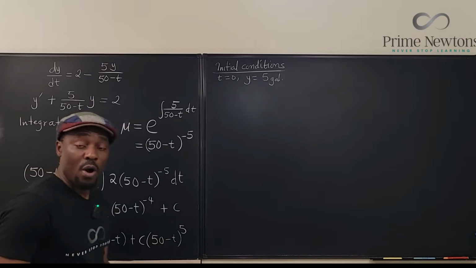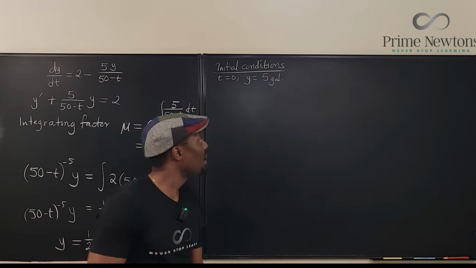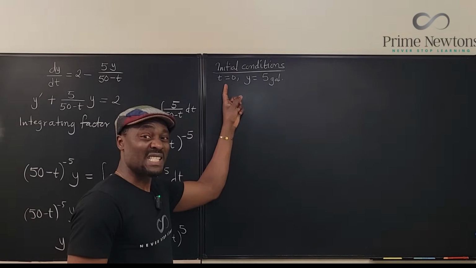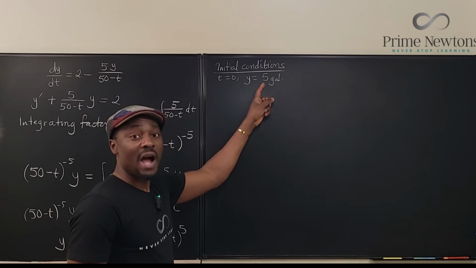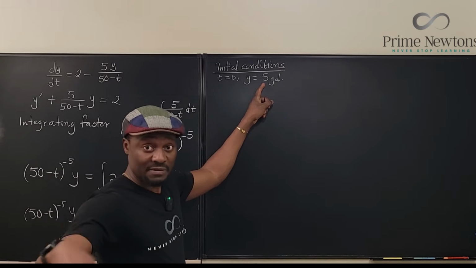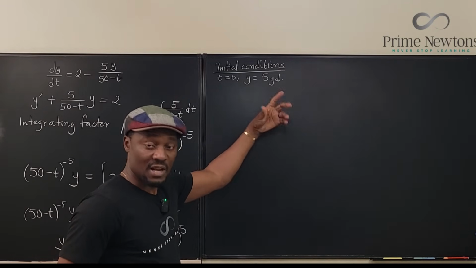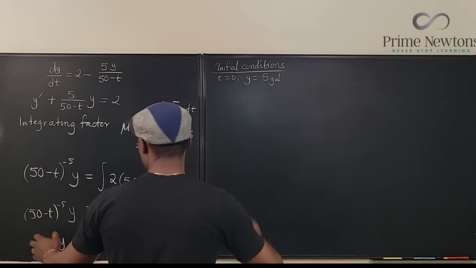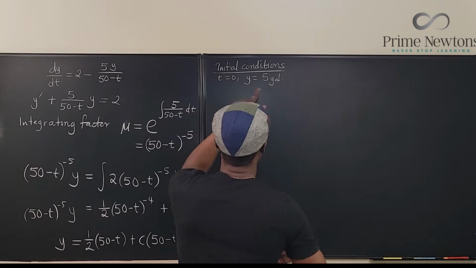So now we need to find what c is. And these are the initial conditions. When t equals 0, y is 10% of the 50 gallons, so it's just 5 gallons like we said initially. So we're going to plug in these numbers here. t is 0 and y is 5.